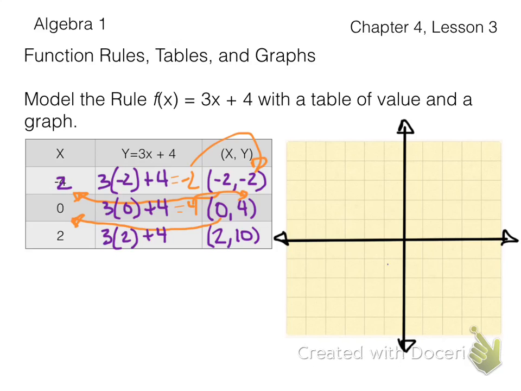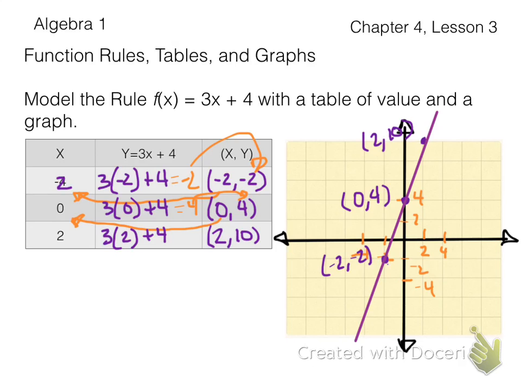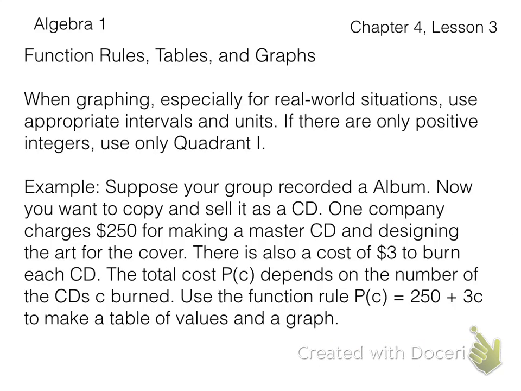Now, for my graph, I'm using intervals of 2. So each line is 2, 4, and this would be -2, -4. When I graph it, I have the points -2, -2, 0, 4, and 2, 10, and you can see that it's a straight line. And again, this is a function because it passes the vertical line test, and every value of x has its own value of y. And it goes on forever.